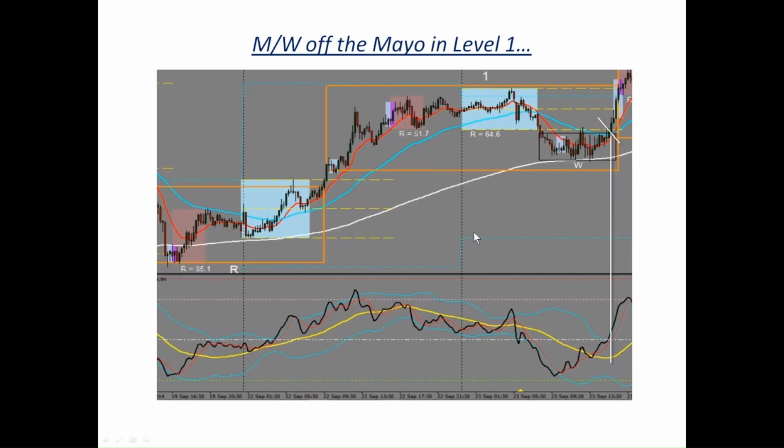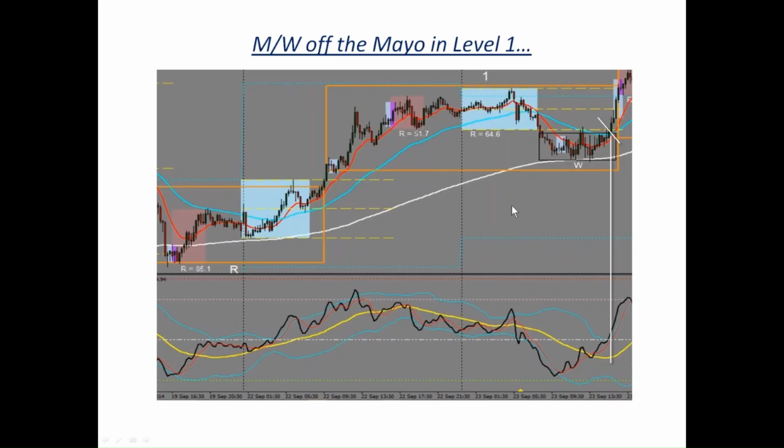Okay? So as you can see, the M's and W's of the Mayo can happen in any level. All right, in this example, it's a reset safety. Okay, we just specifically said that because we already know this is a safety, yeah, it's a W of the Mayo, but it's a safety.